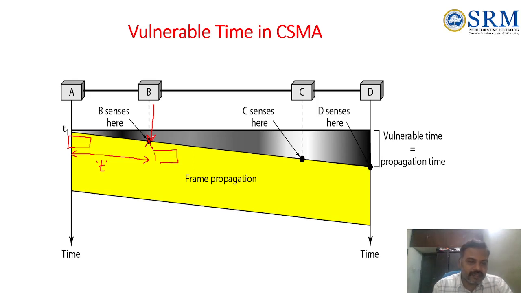It is not necessary to be here. After some distance along the channel, the collision may occur. So till the first bit of frame A reaches the end of the medium, it is vulnerable to collision. So we take this entire duration of time as the vulnerable time.